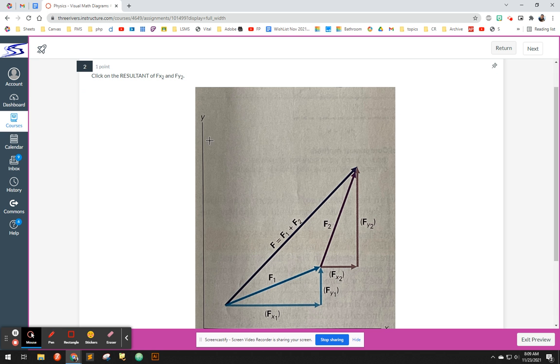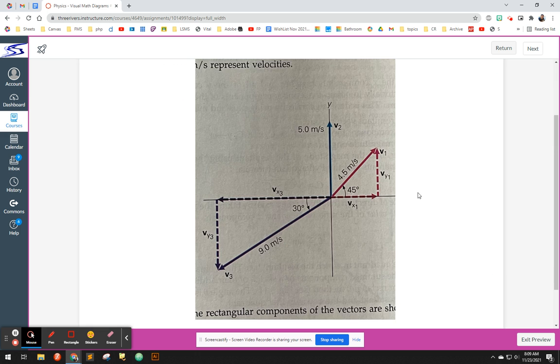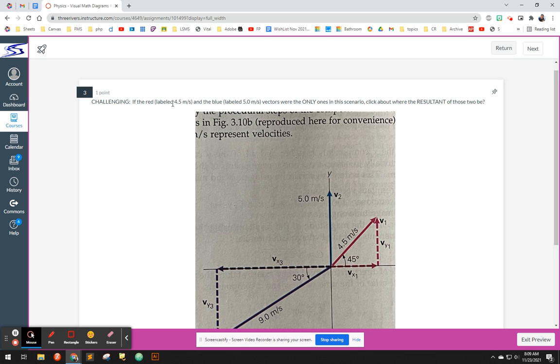Okay, the resultant. So this question is basically trying to get you to acknowledge that you know what the word resultant is, for one. So let's click right here, but also be able to read these labels. Nice technical looking labels. Hit next. Okay, challenging. If 4.5 and 5.0 were the only ones in the scenario, so 4.5 and the one that says 5, okay, click about where the resultant of those two would be.